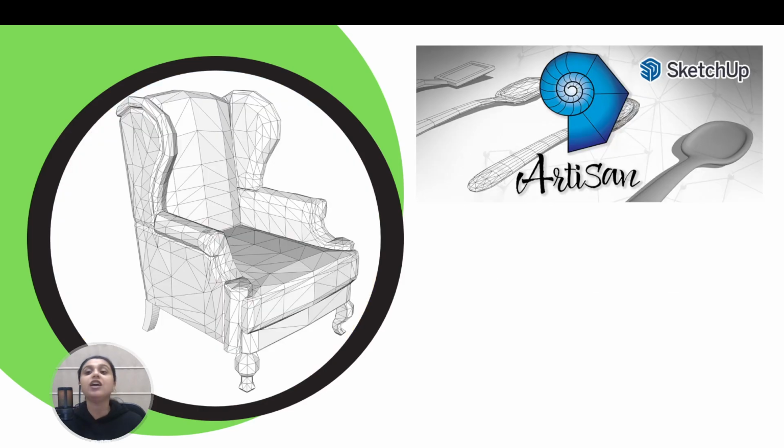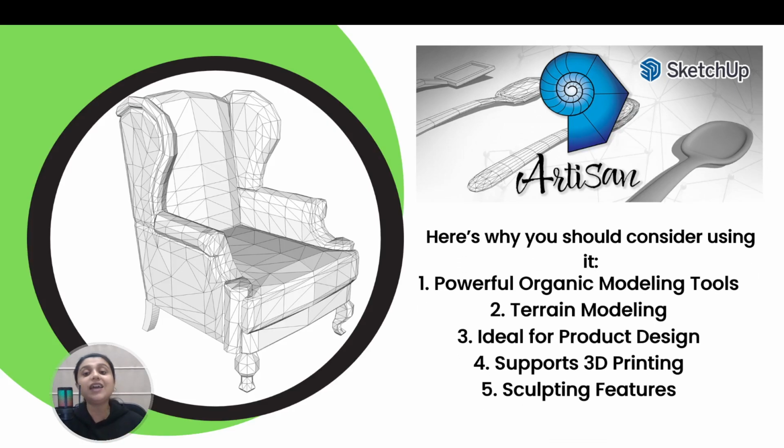The third software is called Artisan. This is a plugin for SketchUp which helps you create a lot of complex objects. Now, the problem with SketchUp is that when it comes to creating curvatures, complex shapes and sizes, it becomes slightly tricky. So, while using Artisan, you can do that. Why you should use Artisan is it has very powerful organic modeling tools. So you can create things like a spoon or a complex chair, or if you want to create something like a crown, whatever you want to do.